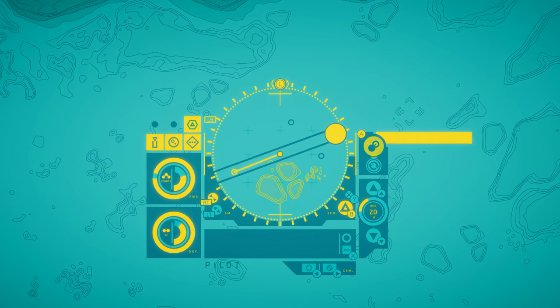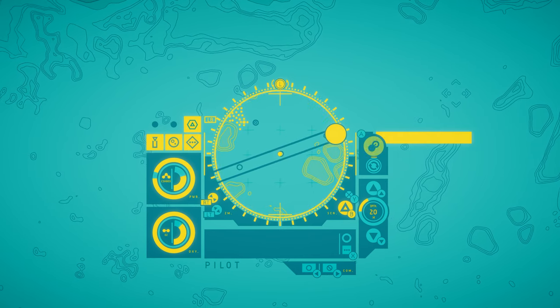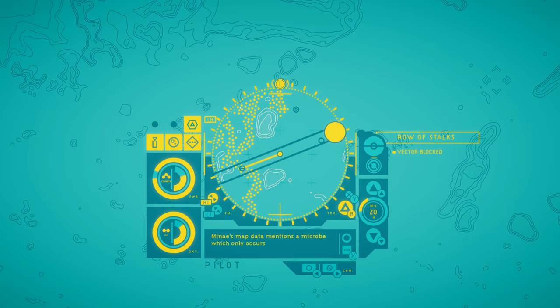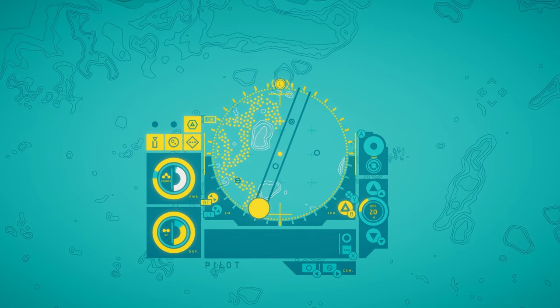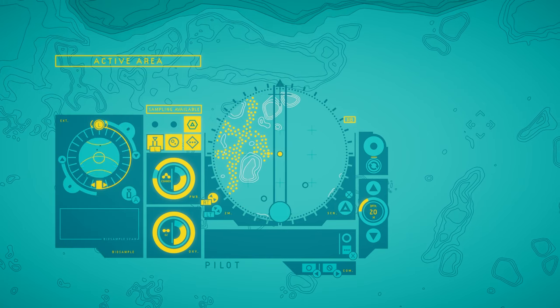So I don't think that place over at the Western Forest is a single particular place we need to go. I think I just need to explore the Western Forest generally. Manet's map data mentions a microbe which only occurs in this stock forest. If we can find 4 healthy colonies, it will make the ideal basis for the propulsion system's fuel cell. I think I need some more samples of shrill sacks. I don't know if these are shrill sacks, though. Yes, they are.